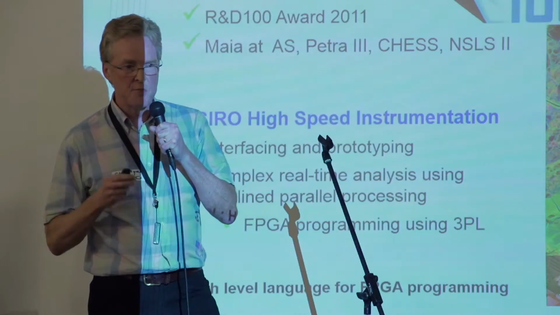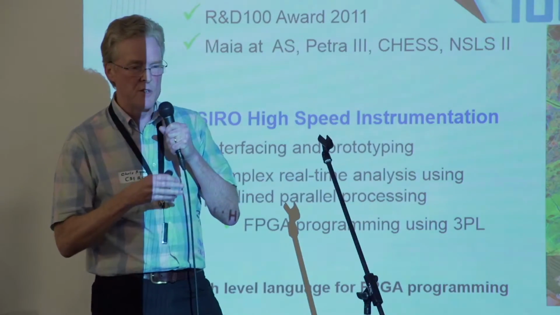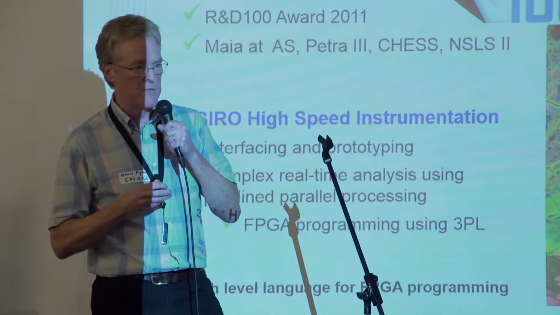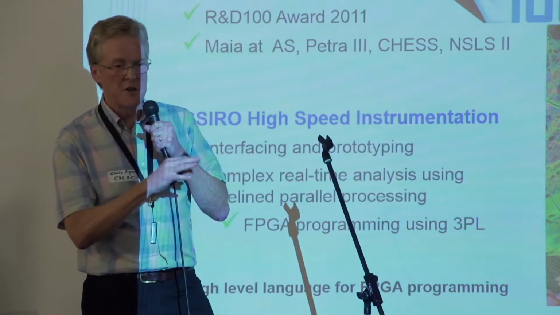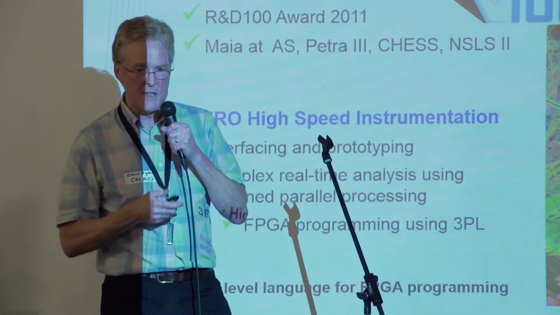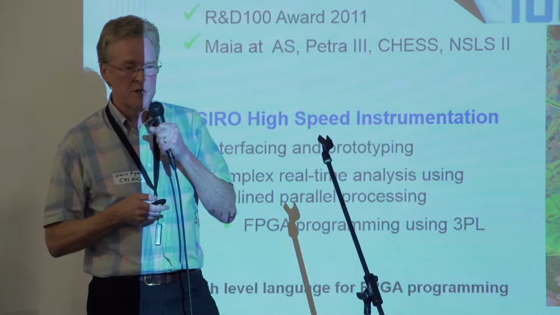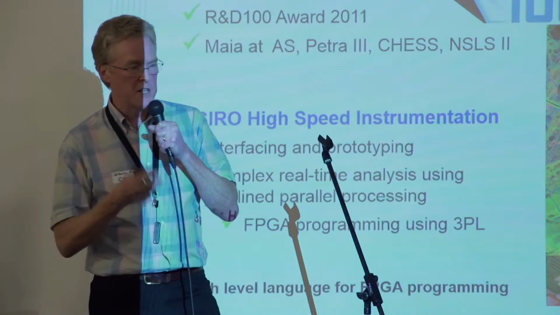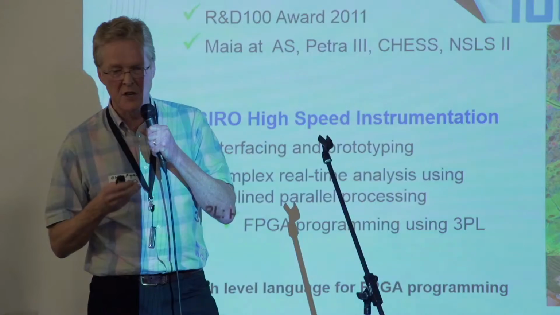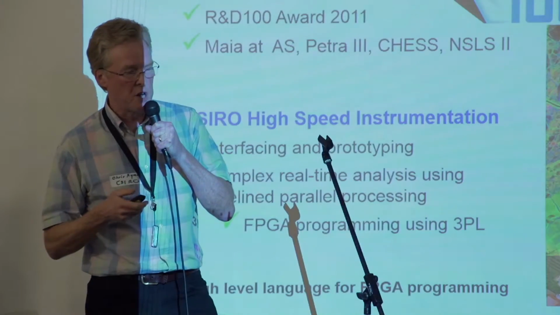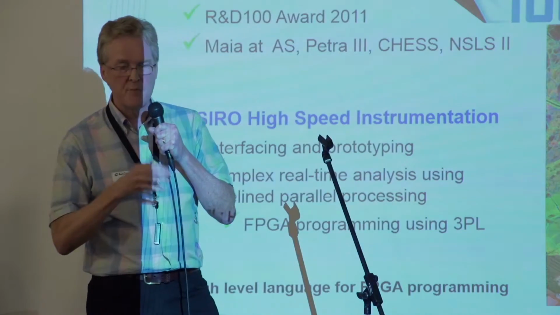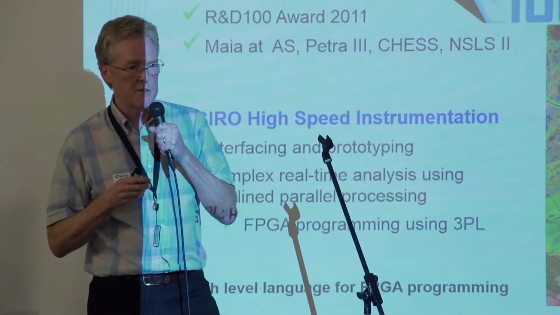Now this success is built on the spectrum of capabilities in this manufacturing division of CSIRO, from hardware, prototyping and integration, fast real-time interfacing through to software development. And one of their key skills is complex real-time analysis, making use of pipeline parallel processing built on FPGAs, field programmable gate arrays.